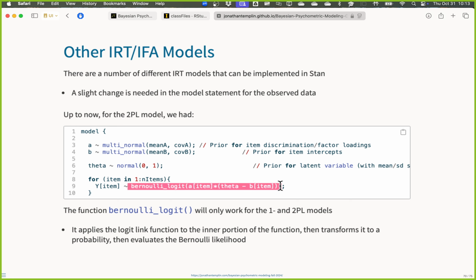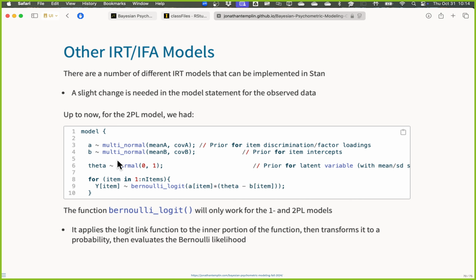For instance, Bernoulli logit is the issue, right? Bernoulli logit is super convenient, right? Why is it convenient? Because I don't have to go and say, for instance, take the linear predictor, in this case, A times the quantity theta minus B, and then translate that to a probability by putting it in the inverse logit. It's already built in, right? So what Stan does is takes the term in the parentheses, puts it in E over 1 plus E to that term, and takes the probability, calculates the density of the value, the likelihood value based on it, right?